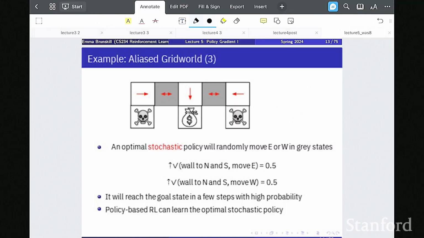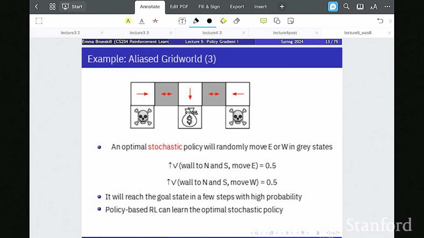So an optimal stochastic policy will randomly move east or west in the gray state because it doesn't know which one it's in. And half the time, that'll be the right thing to do. So much more of the time it'll go into here. And it generally will reach the goal state pretty quickly.